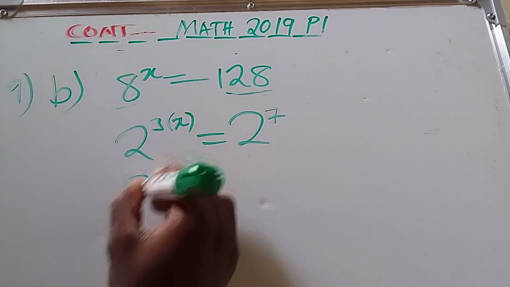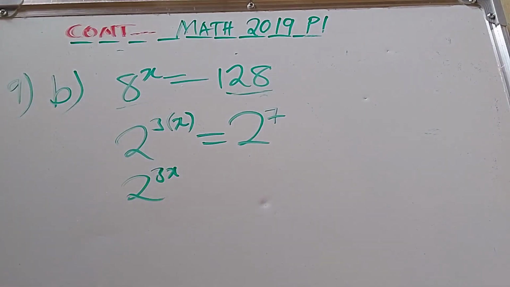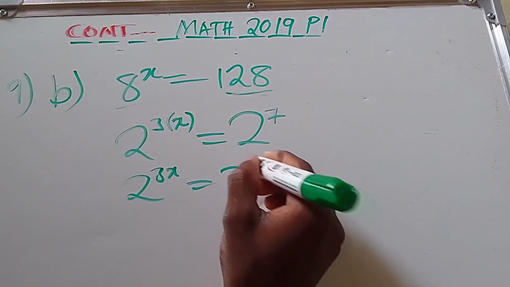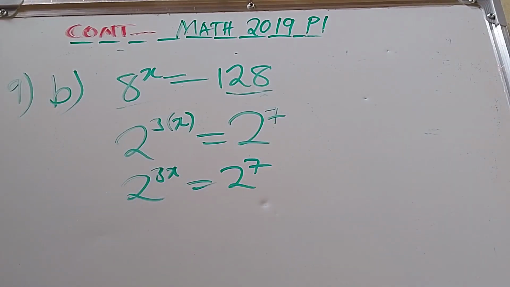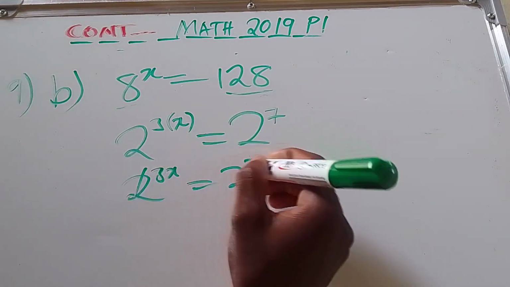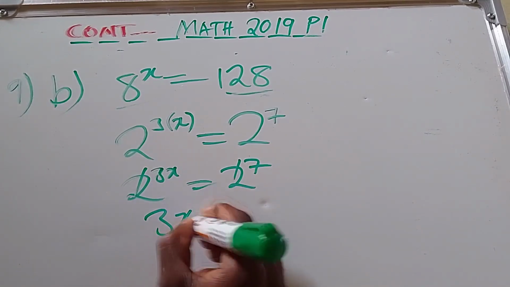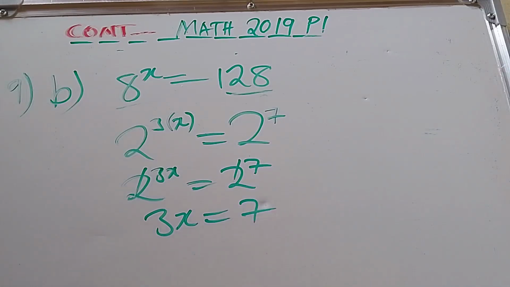So now this is 2 to the power 3x, which is equal to 2 to the power 7. So now that we are having the same bases, we can just ignore these bases. If you are having the same bases, then it means even the powers are the same. So we are going to say 3x is equal to 7.